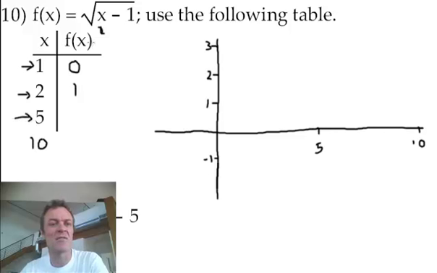If I put a 5 in there, what happens when x is 5? 5 take away 1 is 4. I can square root 4. It's 2. So remember, I'm square rooting everything inside this radical.